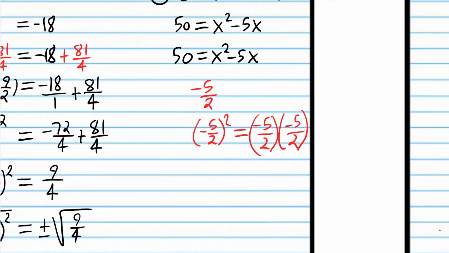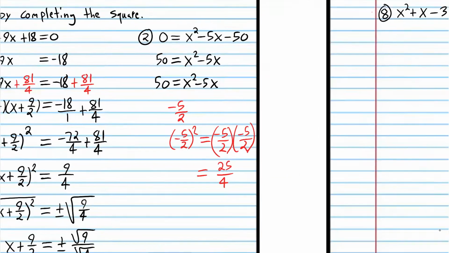And again, that's just basic arithmetic. You just multiply straight across. Negative 5 times negative 5 is 25. 2 times 2 is 4. Now again, a lot of students, they don't like that. They say, well, where did that come from?